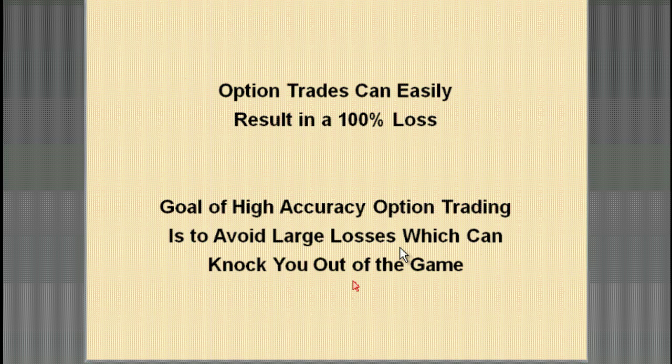Option trades can easily result in 100% loss, and the goal of the high accuracy option trading is to avoid large losses, which can knock you out of the game. So we want to avoid those 100% losers, and we want to put the odds in our favor. And if we're wrong, we simply get stopped out of the trade and we move on to the next trade. So you have to use this type of money management and trade selection when you're trading options. Otherwise, you could easily incur 100% loss.